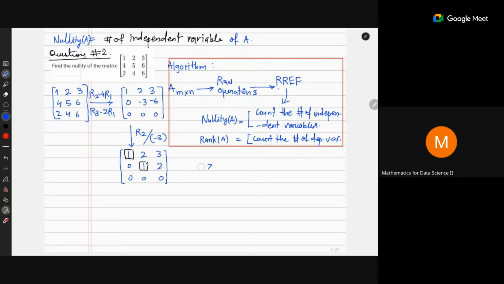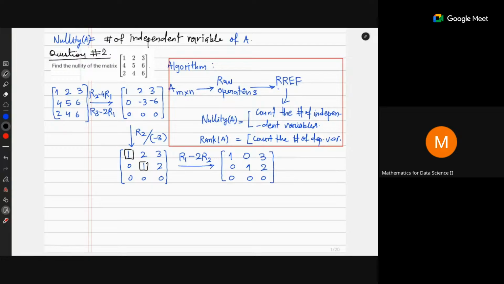So for that, what operation should be applied? R1 minus 2R2. Correct? So we will get 1, 0, 3, 0, 1, 2, 0, 0, 0. Okay. Now my question to you is, is this a reduced row echelon form? Yes, it is. Correct. It is a reduced row echelon form.